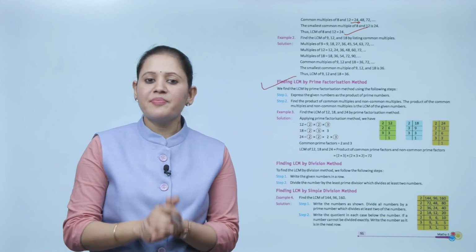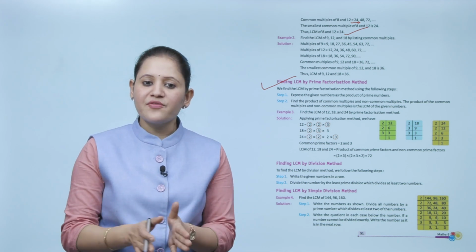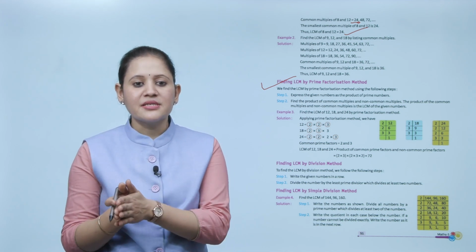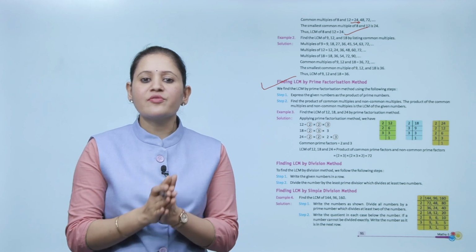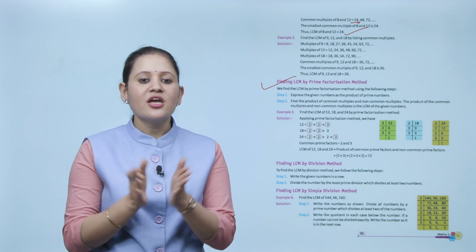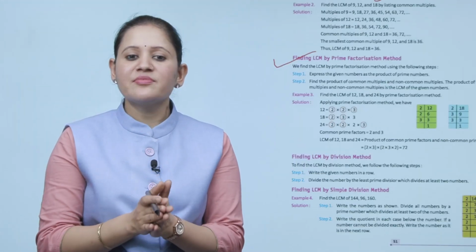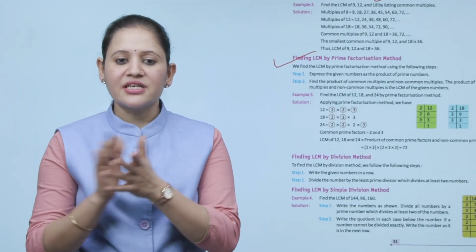We find the LCM by prime factorization method using the following steps. Step 1. Express the given number as the product of prime numbers. Step 2. Find the product of common and non-common factors. The product of the common and non-common factors is the LCM of the given numbers. For example, find the LCM of 12, 18 and 24 by prime factorization method.